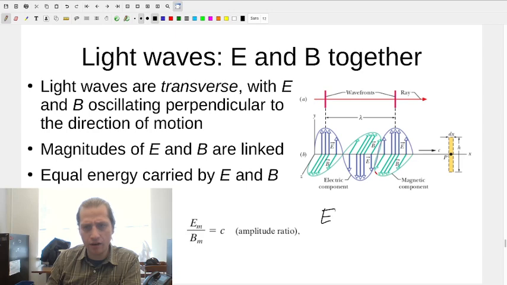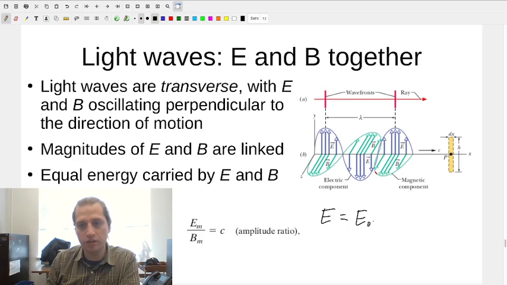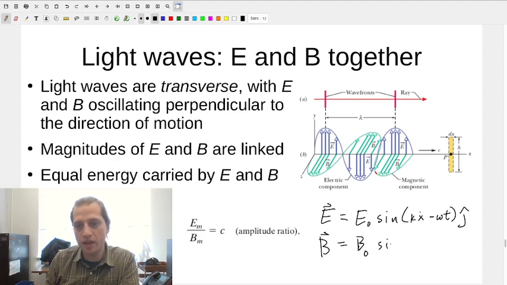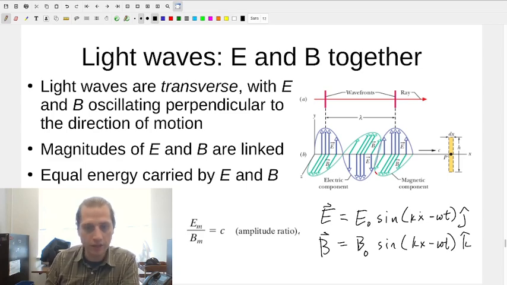Now, if we describe our electric field, for instance, as E naught times sine of kx minus omega t, in, for instance, the j hat direction, and if we put our B as B naught times sine kx minus omega t in the k hat direction, it turns out that these two are not independent.